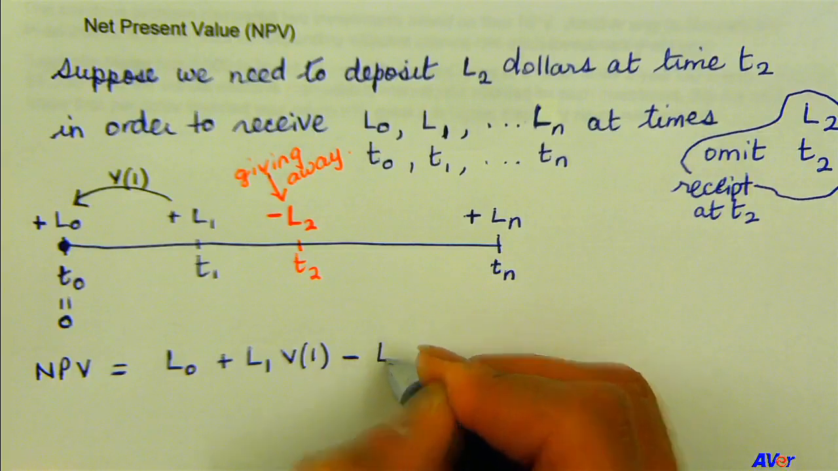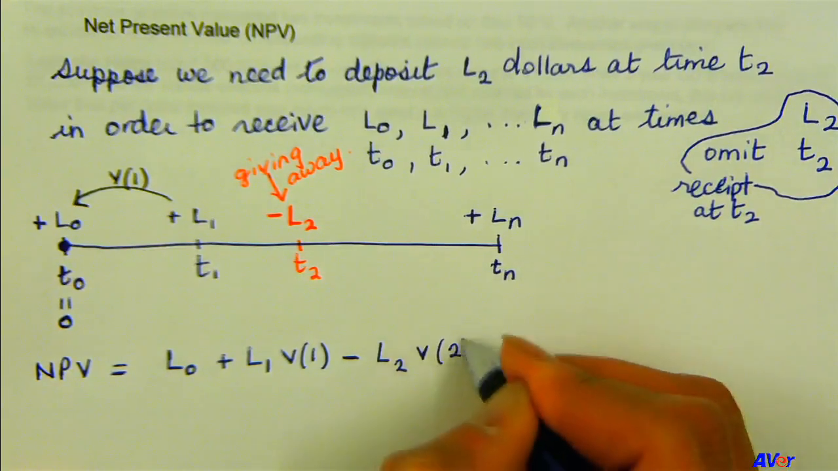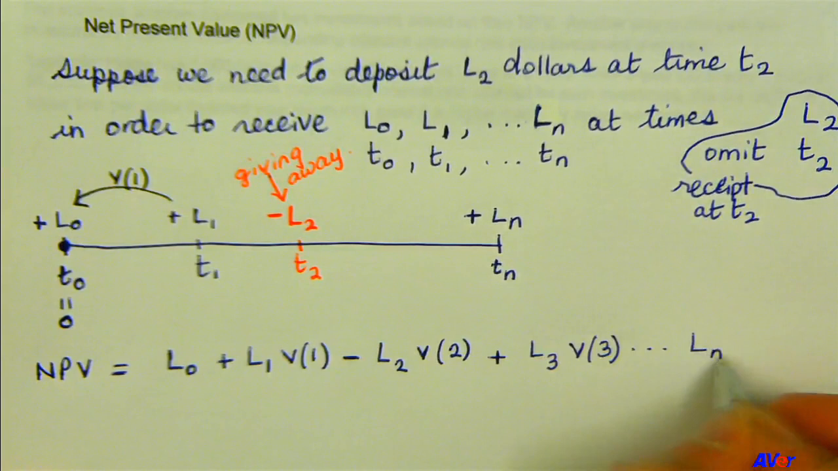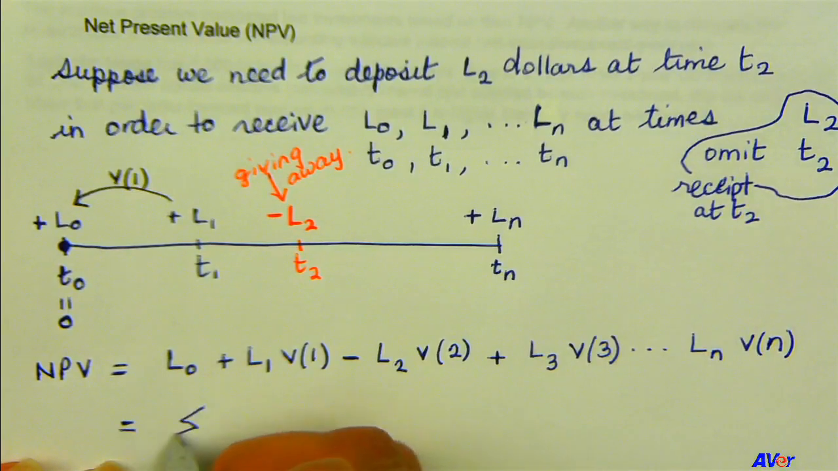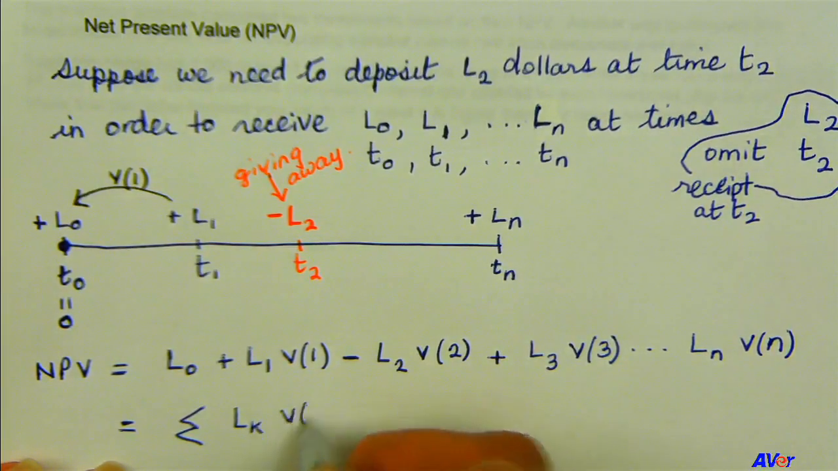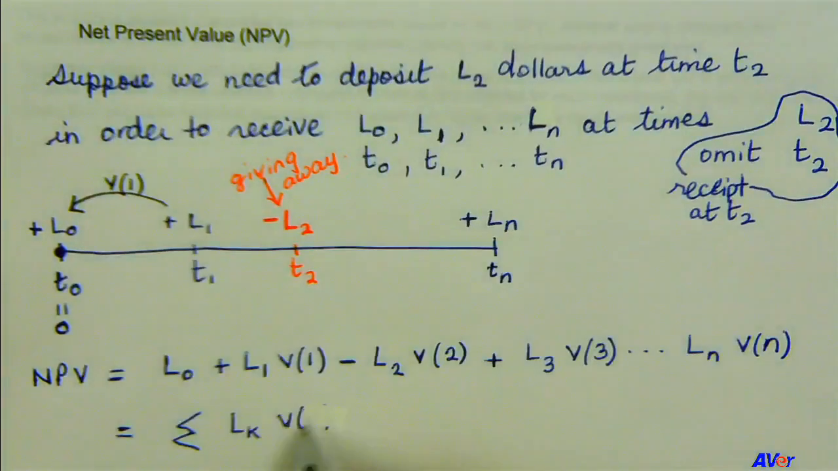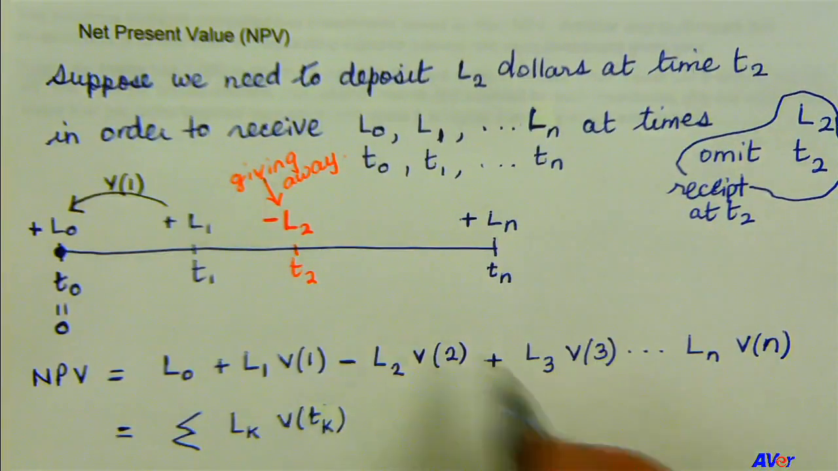Minus L2 V of 2. Why is it minus? Because I'm giving it away. Plus L3 V of 3, dot, dot, dot, Ln V of n. So this is equal to the summation of Lk V of tk, and let me leave this one separate, minus L2 V of 2.